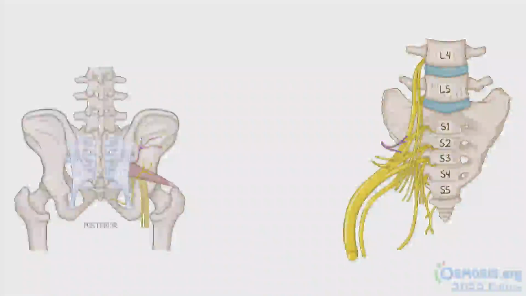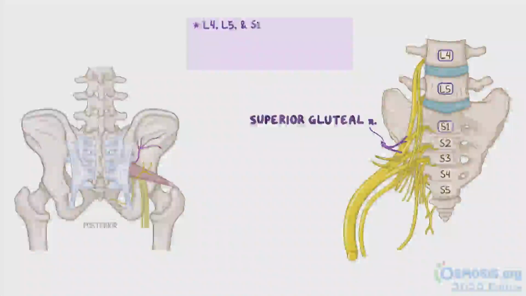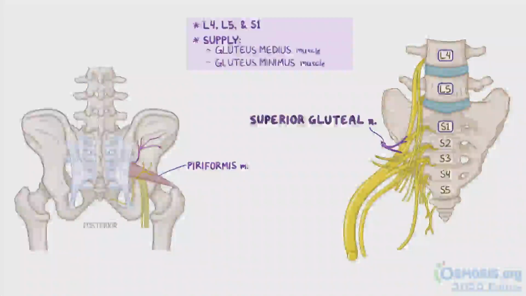Two other branches of the lumbosacral plexus are the superior gluteal and inferior gluteal nerves. The superior gluteal nerve arises from L4, L5, and S1. This nerve leaves the pelvis above the piriformis muscle, and it passes through the greater sciatic foramen to supply the gluteus medius and gluteus minimus muscles in the gluteal region.